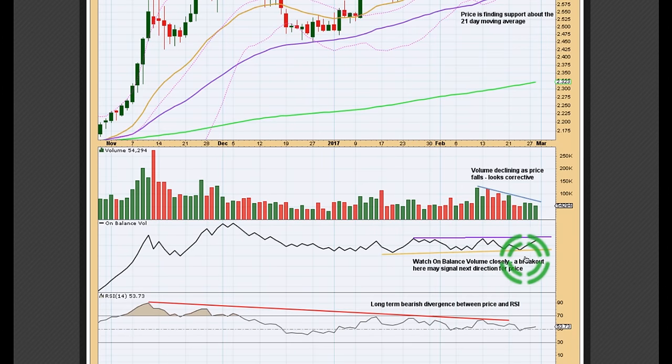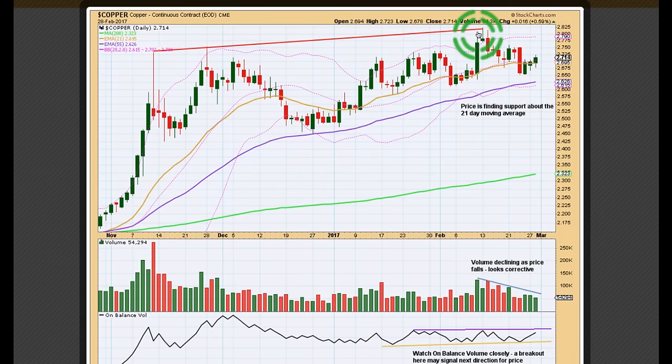So watch on balance volume closely. If it breaks above resistance or below support before price makes new highs or new lows, that may indicate the next direction for price. For the short term, this little pullback here comes on overall declining volume. So for the short term, at this stage, that doesn't look like the start of a new downward trend. But let's have a look at the next chart.